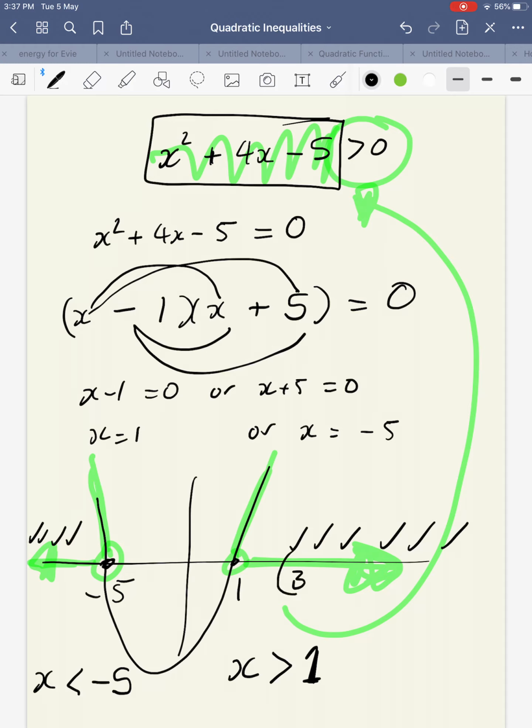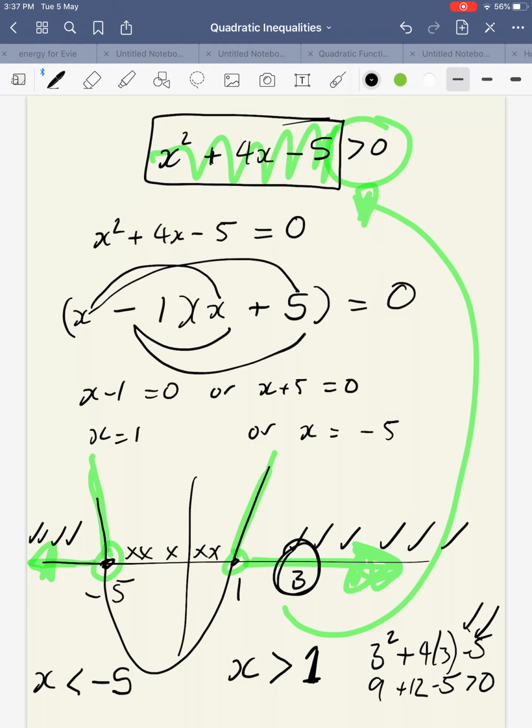So let's choose maybe 3. Let's choose an x value of 3. If we substitute it in, 3 squared plus 4 times 3 minus 5, if you work that out, you'll find that's 9 plus 12 minus 5. Well, that answer is definitely bigger than 0, isn't it? That works, okay? If you test any number in this section, it won't work for the inequality.